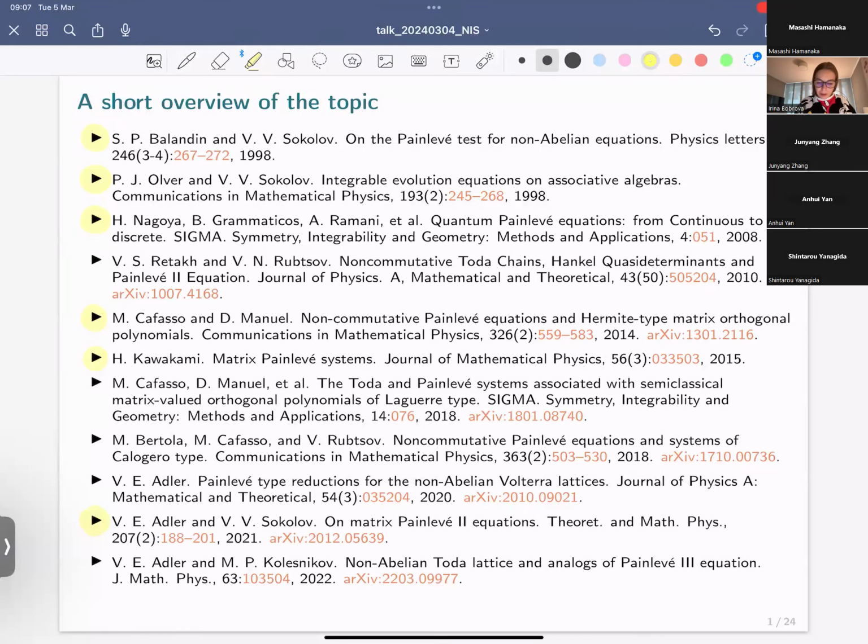Let me also briefly mention the paper by Cafasso and Manuel. No, sorry, not this one. The paper by Bertola, Cafasso, and Rubtsov, because they studied a connection between the non-abelian or matrix Painlevé equations obtained in the Kawakami paper and integrable systems of the Calogero type, and it gives us some motivation to study these equations, since they are connected with some very important integrable systems.